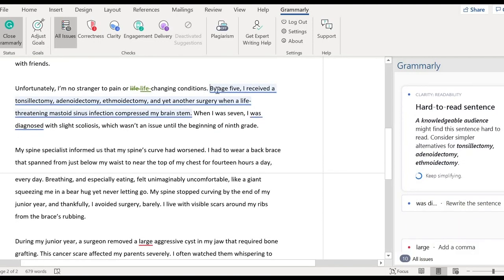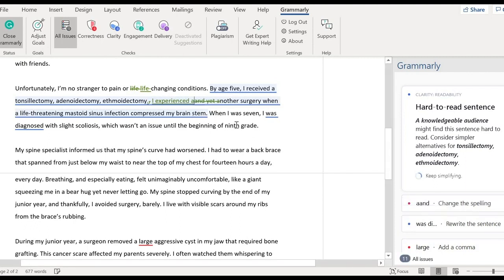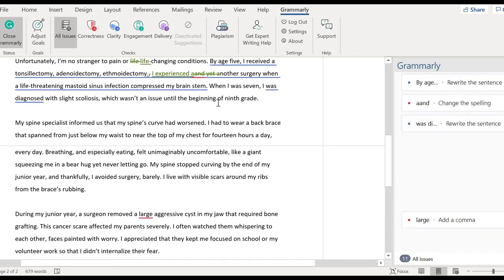I received a tonsillectomy, adenoidectomy, ethmoidectomy, and yet another life surgery when a life-threatening mastoid sinus infection compressed my brainstem. So you could say by age 5 I received these treatments. And something like another surgery, or I experienced another surgery when a life-threatening. So that's one way to break up a sentence like that.